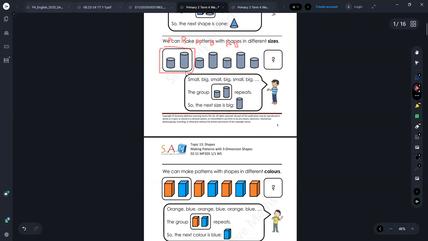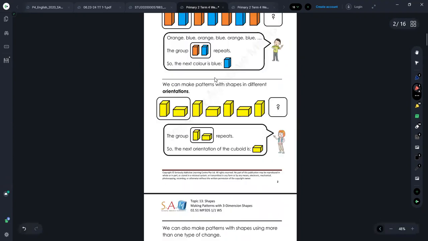Small cylinder and a big cylinder. The other one is numbers. So use of numbers is fine as well: 1, 2, 1, 2, 1, 2. Please go through this with them.